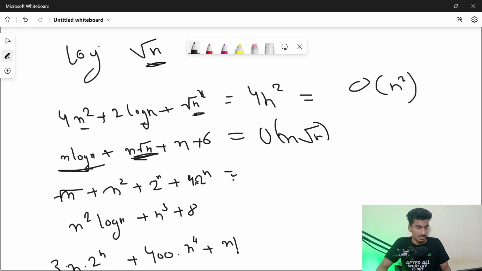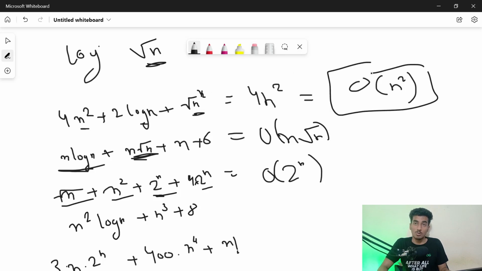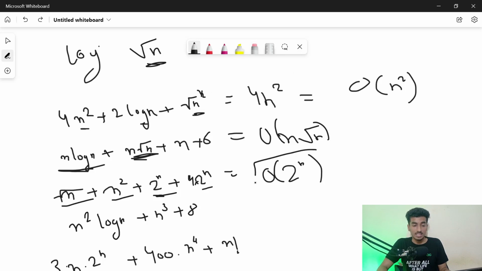After this one, what is the maximum out of these 4? This 2 to the power n is the maximum one, but how can we know? I will tell you that later. For now, just remember 2 to the power n is the greater one, so we will take that out. The time complexity will be 2 to the power n, and that is called the exponential time complexity. This one is called the quadratic time complexity, and this one is called the exponential time complexity, because here n is in the power of some value.